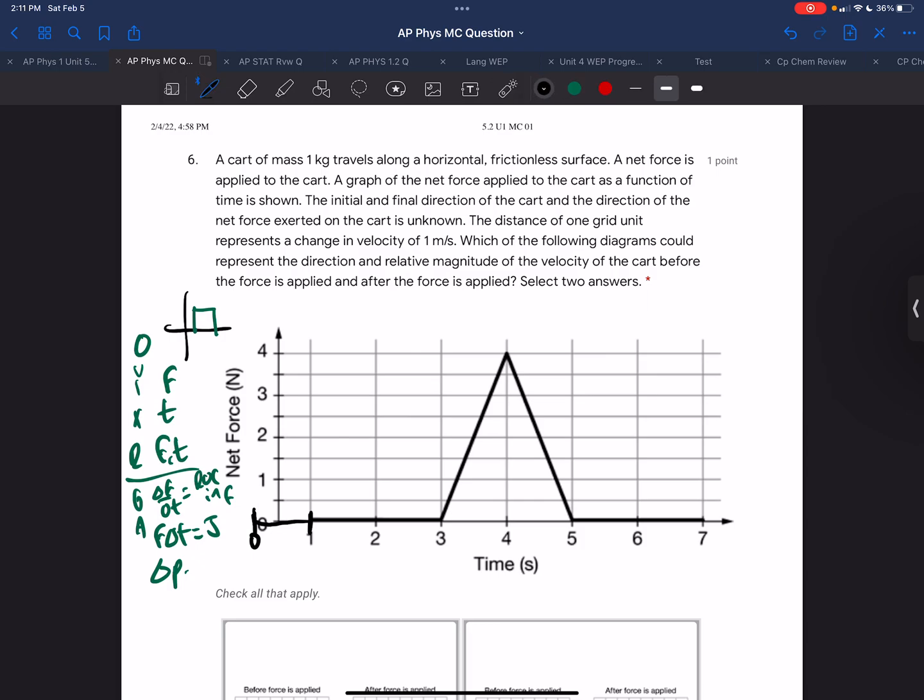So now in the scenario, we're given a cart of 1 kilogram. It's traveling along a horizontal frictionless surface. A net force is applied to the cart. It could be in any direction. It's not saying. Initial and final direction of the cart and the direction of net force are unknown. So there's no directions known to anything. The distance of one grid unit represents a change in velocity of 1 meter per second, and that's down here. 1 grid equals 1 meter per second. Which diagrams could represent the direction and relative magnitude of the velocity of the cart before and after the force is applied? Select 2 answers.